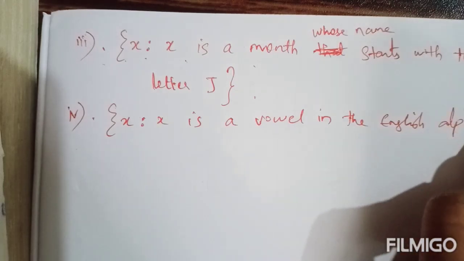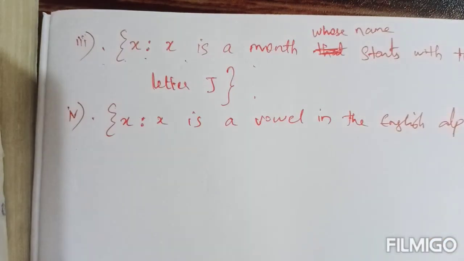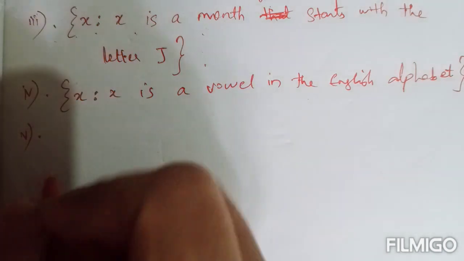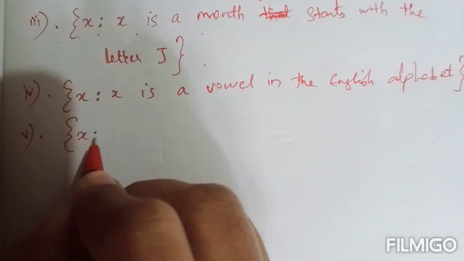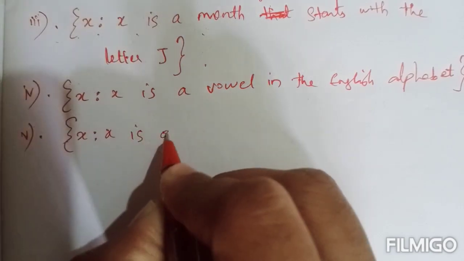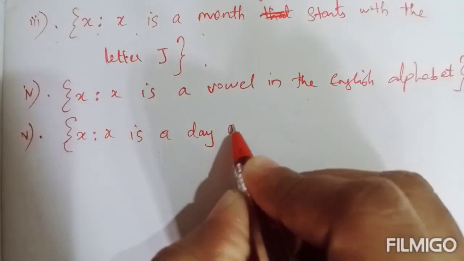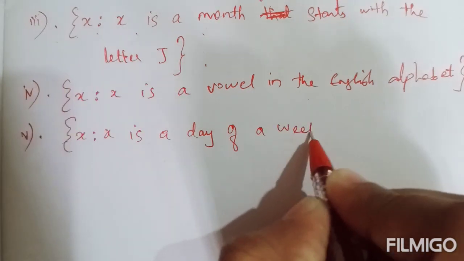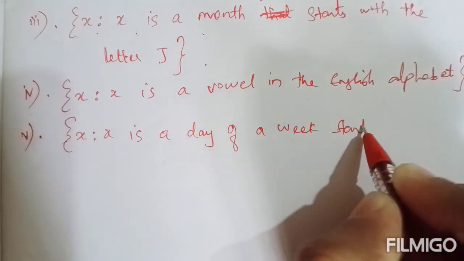Okay, so that is the set builder form of that set, A, E, I, O, U. Fifth question, Tuesday, Thursday. So we know that these are days of a week starting with the T. Okay, so you can write like this. Set of all x such that x is a day of a week starting with the T.